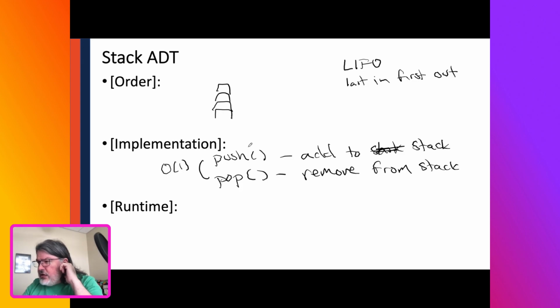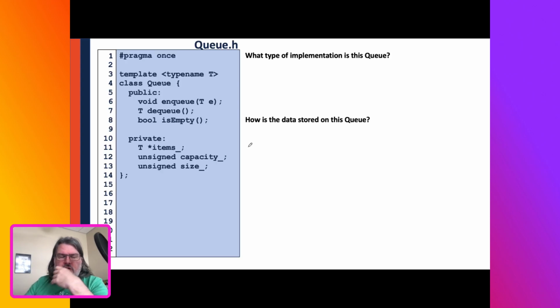Well, let's start walking through an implementation here. So if I showed you this Q header file, what can you tell me about it? What type of implementation is this of the Q? It's using an array list. So an array or an array list.